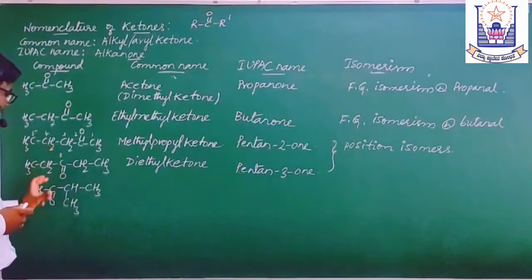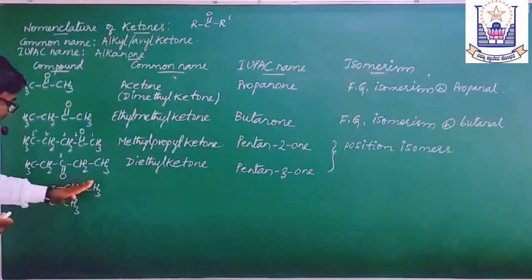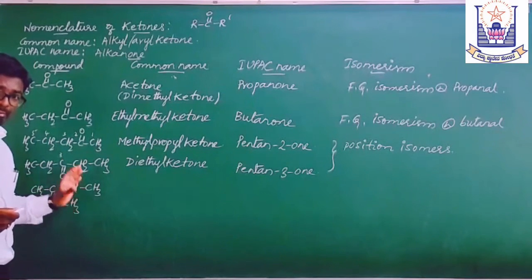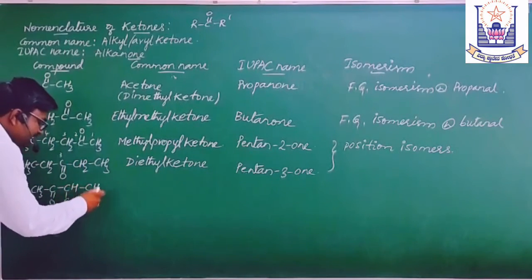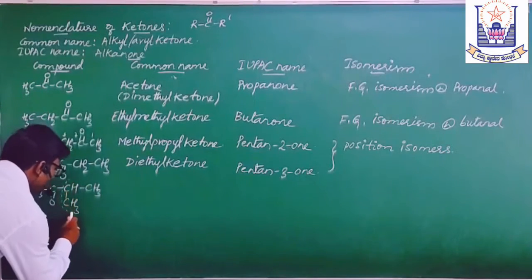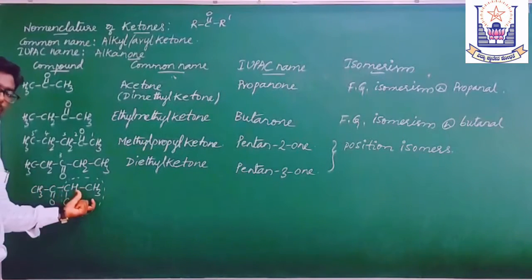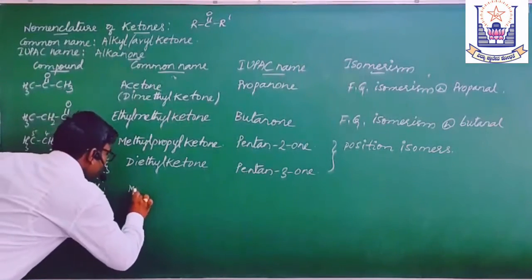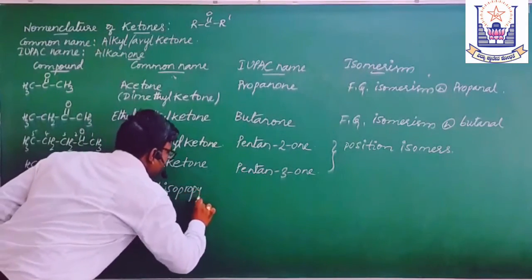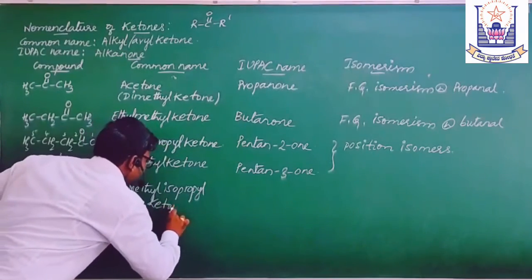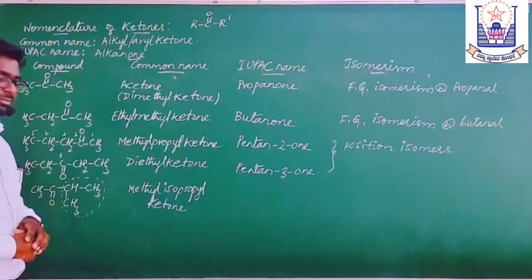Now, what is the common name of this compound? This side you have methyl. This side there are 3 carbon atoms, but these three are not in a single parent chain. These have a branch. So therefore, we can call it isopropyl. This is called isopropyl. So methyl isopropyl ketone. So what is the name of this compound? Methyl isopropyl ketone.